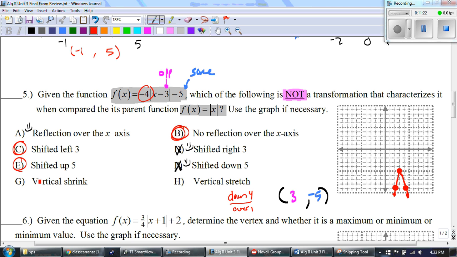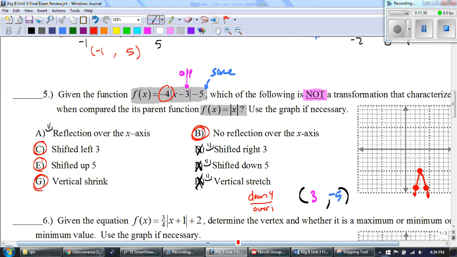Now, was there a vertical shrink or a vertical stretch? There was a stretch. It was negative 4. So there was a stretch, which means there wasn't a shrink. Okay? So all the answers to that, B, C, E, G.